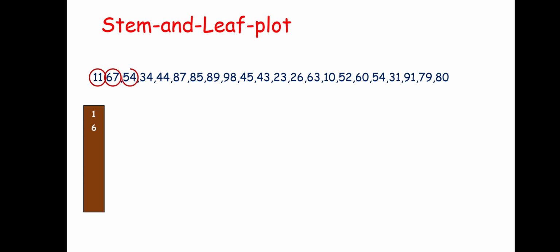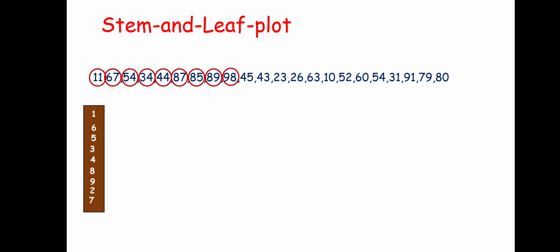Next, in 54, what is the first digit? That is 5. 34, what is the first digit? 3. 44, what is the first digit? 4. 87, 8. 85, again the first digit is 8, we have written. 89, the first digit is 8, again we have mentioned it already in the stem. Next is 98, the first digit is 9. Next 45, we have already written. 43, 4 we have already written. 23, 2 we have added up here. Next 26, 63, 10, and we have got 79.